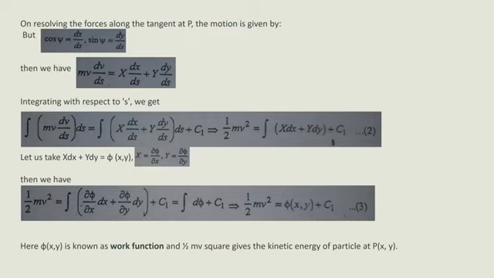Let us take capital X dx plus capital Y dy equals phi(x, y). Then capital X and capital Y are given. Then we have the following equation as equation 3. Here phi(x, y) is known as the work function, and half mv square gives the kinetic energy of the particle at P whose coordinates are x, y.